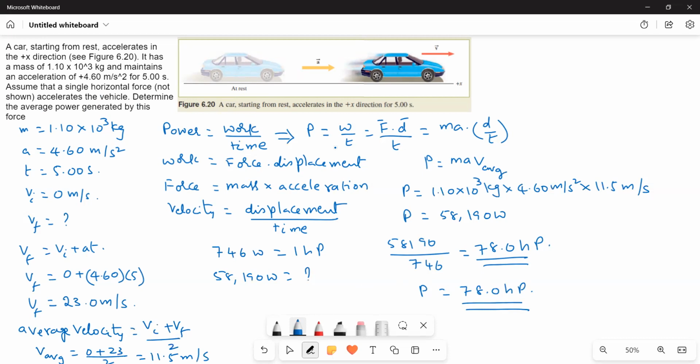Understood. Just write down all the concepts involved here: power, work, force, and kinematic equations. These many concepts are involved in this. This is a multiple concept question. So once you are able to recall all those equations, it is easy for you to solve the problem. Okay, simple problem. Just go through it, you will understand.